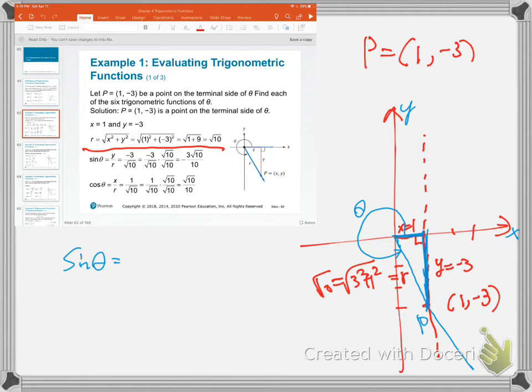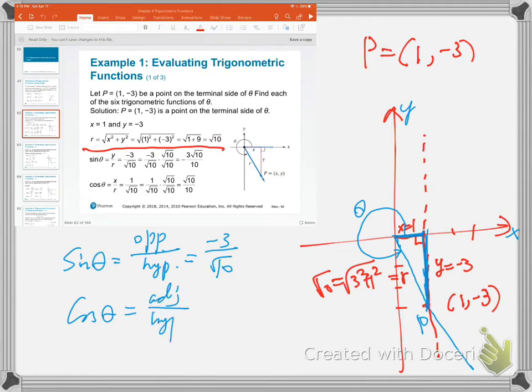So sine theta is opposite over hypotenuse. So it's -3, that's y, over r, radical 10. Cosine theta is adjacent over hypotenuse. So this is 1 over radical 10. And then you can simplify that to get the answer. So the key is to draw a right triangle and then write the length of the sides in the xy plane.